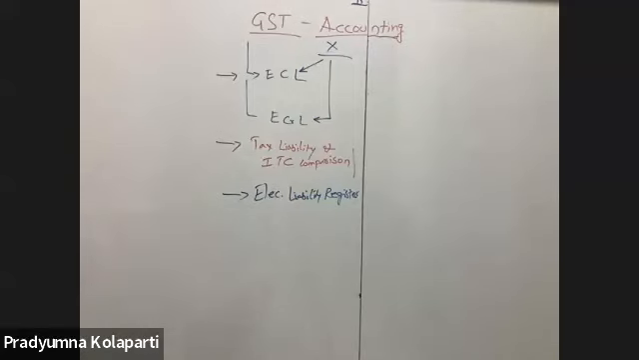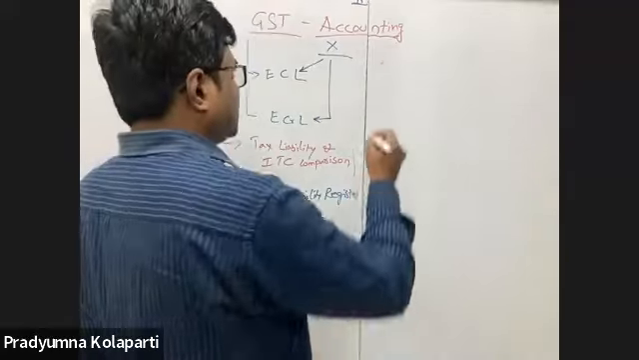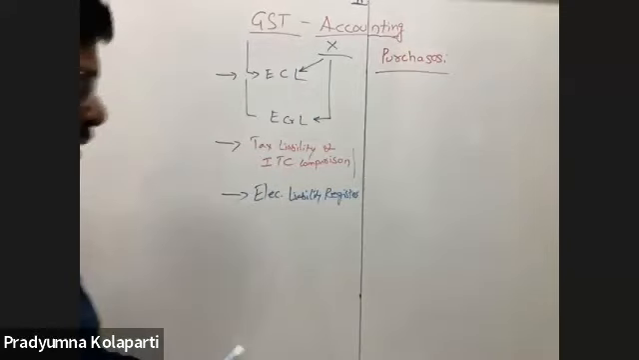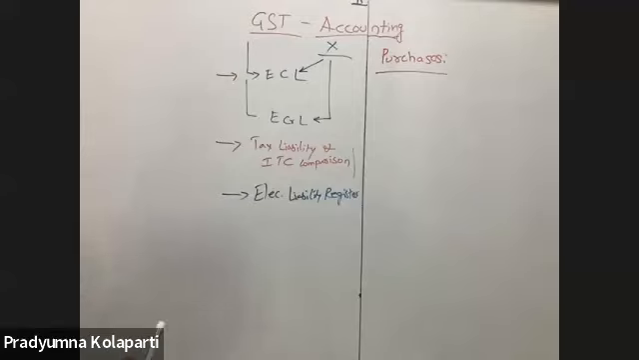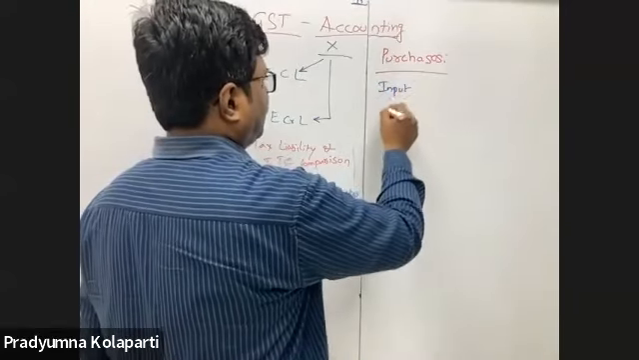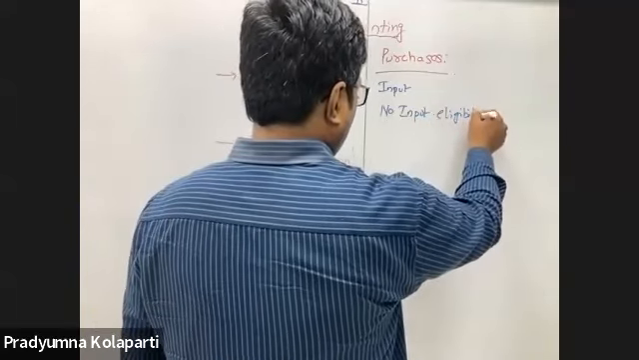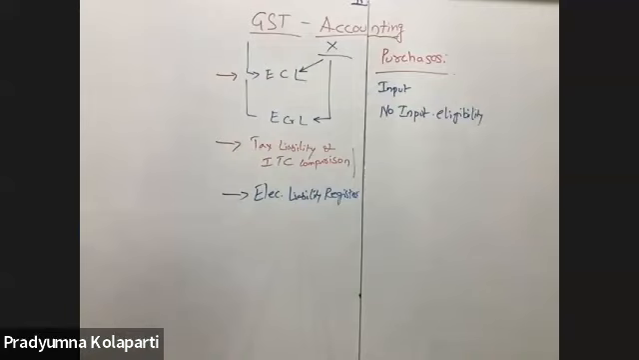Okay. So with this initial introduction, I will start with the regular entries which you will be doing. Suppose coming to purchases, there are chances that a few purchases may have input credit eligibility and a few purchases may not. So a particular business can avail the input credit, and there may be certain items where the input credit is not available.